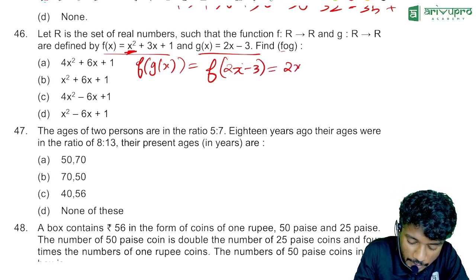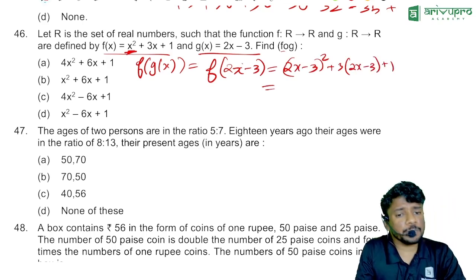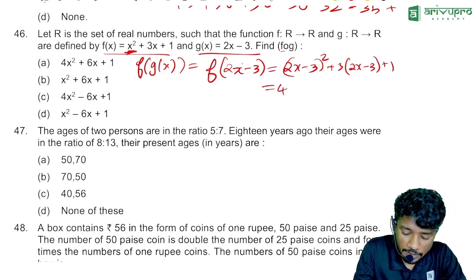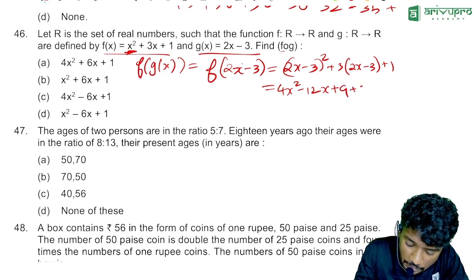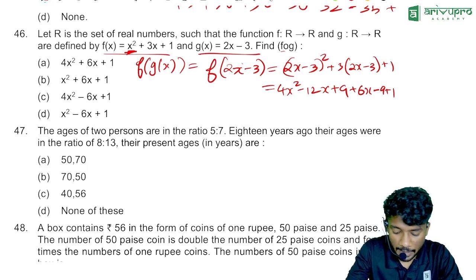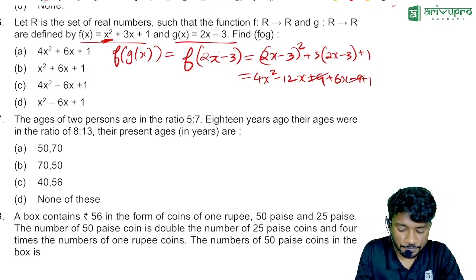So that is 2x minus 3 the whole square plus 3 into 2x minus 3 plus 1. So 2x minus 3 the whole square is how much? 4x square minus 12x plus 9. Correct? Then plus 6x minus 9 plus 1. So minus 9 plus 9 cancel off. Then what is remaining?